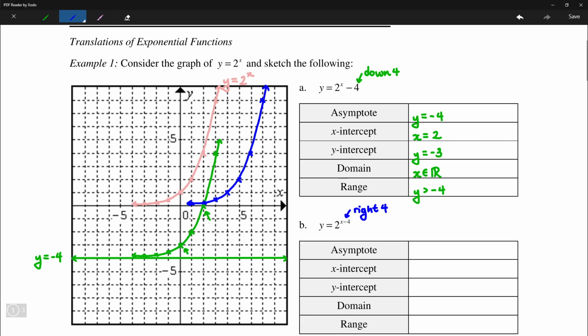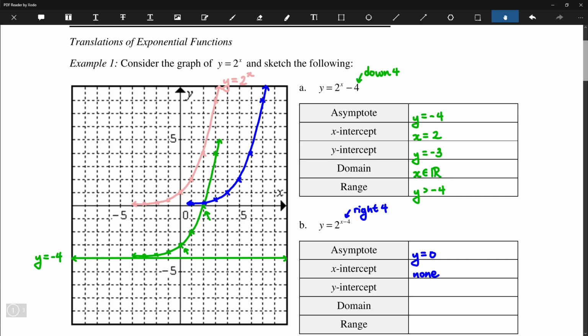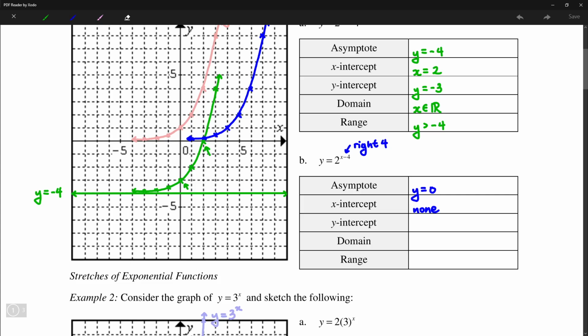Notice that because it is a horizontal translation, the asymptote stays the same as before. It was still going to be y equals 0. Because of that, there's still no x-intercept, so there's none in this case. The y-intercept, we're going to let x equal 0 to find out what that is. Right, so y is going to be equal to 2 to the 0 minus 4. That means we have 2 to the negative 4 power, which we know is 1 over 16. So that will be the y-intercept in this case.